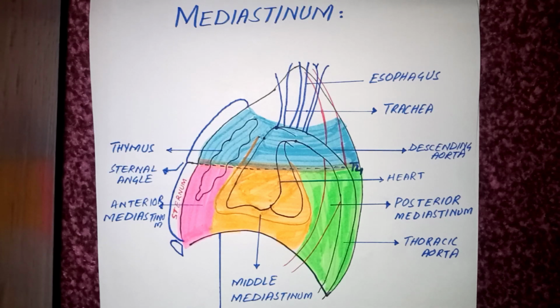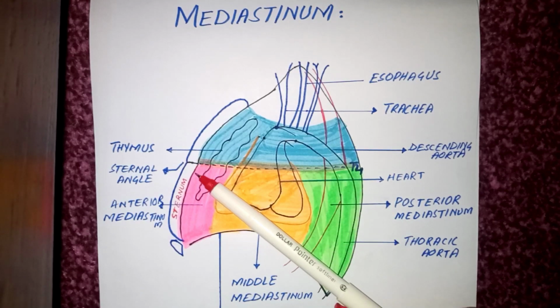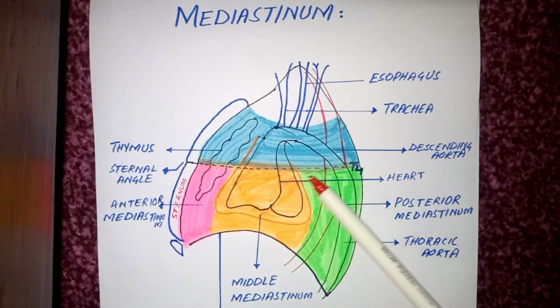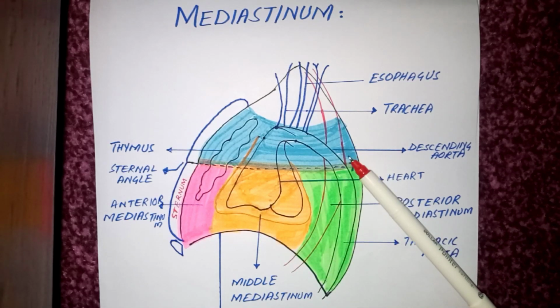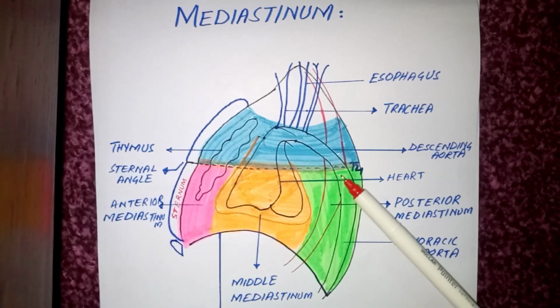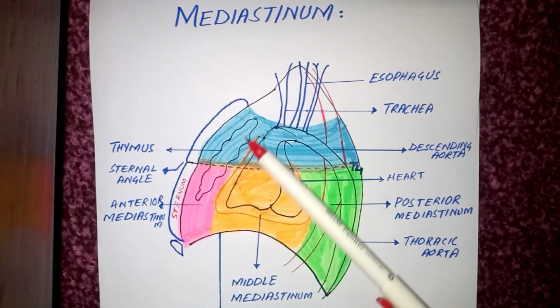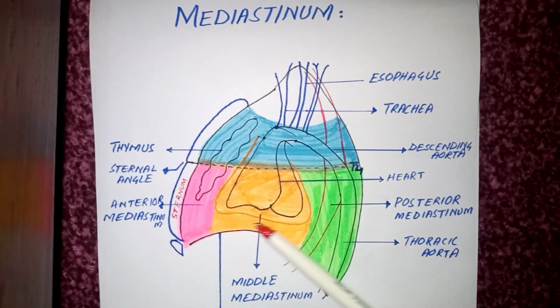Okay, if we talk about the superior and inferior mediastinum, in a gross division we have superior and inferior mediastinum. So what is the thing that divides the mediastinum into the superior and inferior mediastinum? There is an imaginary line that runs anteriorly from the sternal angle to the vertebral body of T4. So above that we have superior mediastinum and below that we have inferior mediastinum.